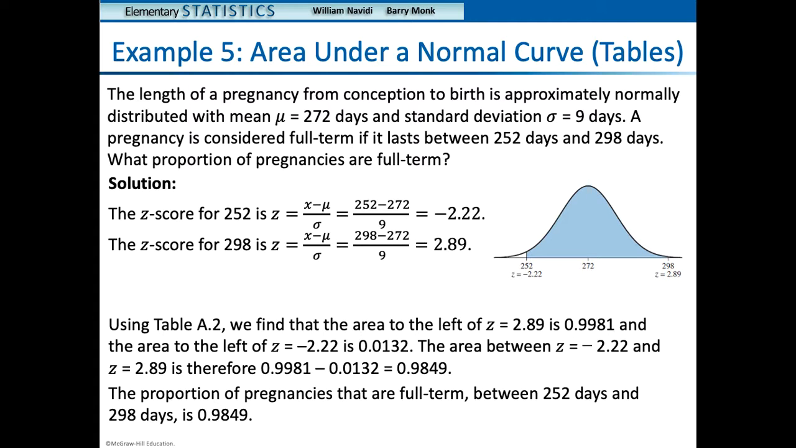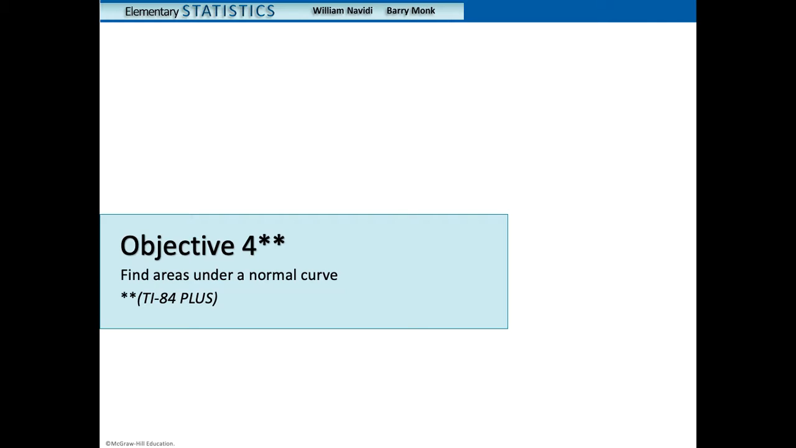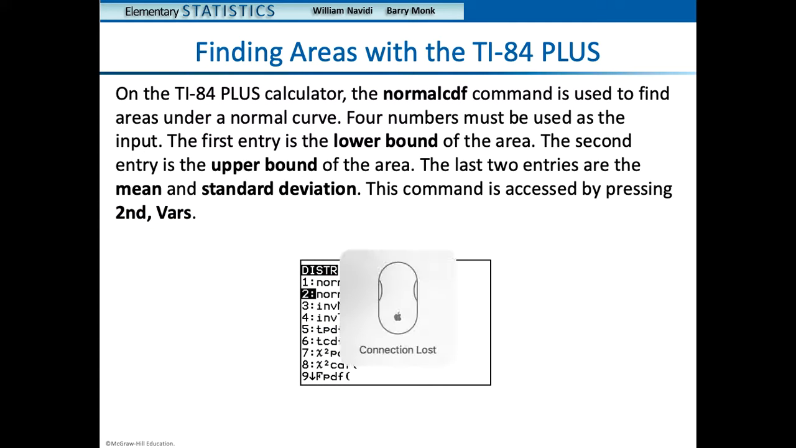So that illustrates a typical example of how a normal curve can be used to find either a proportion or a probability by finding the area under the curve. Now, the table is not the only tool you can use to find these areas. Your TI-84 can also be used, and so if you have a TI-84 calculator, these are the instructions for how to find those areas using that, right?